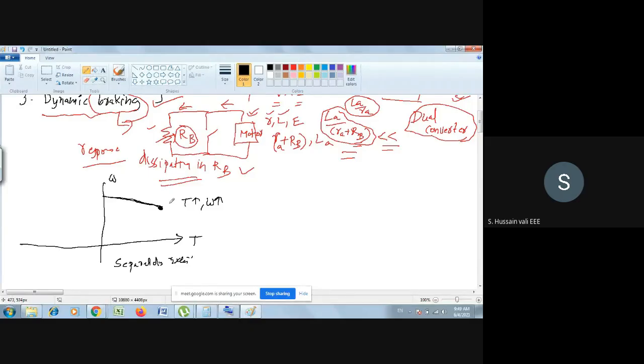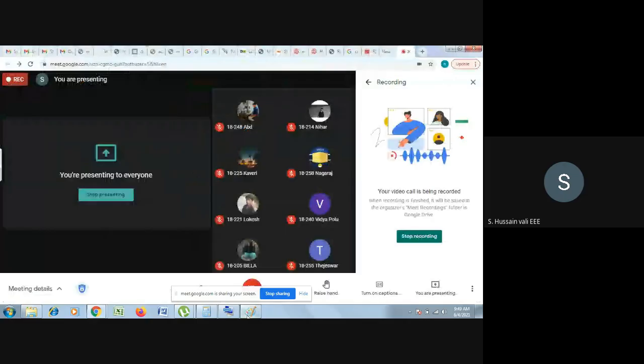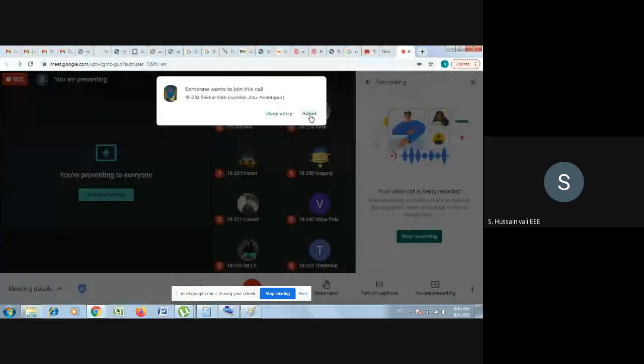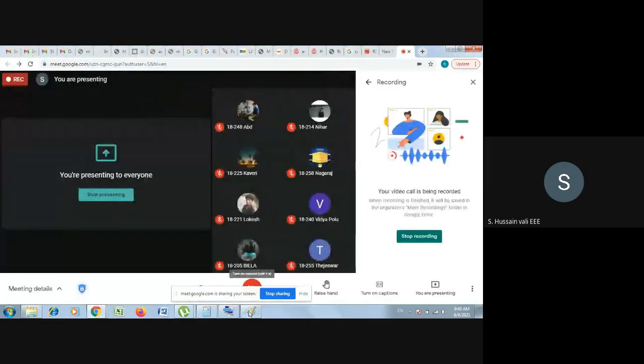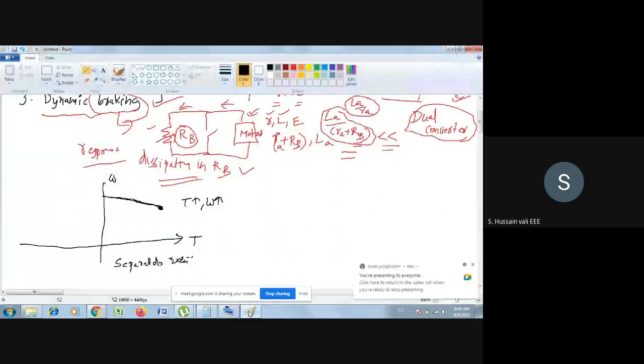At this point, it means you are running the DC machine, the separately excited DC machine, as a motor. So at this point it is a motor. Now assume that this is the operating point, where it has some speed and some torque.